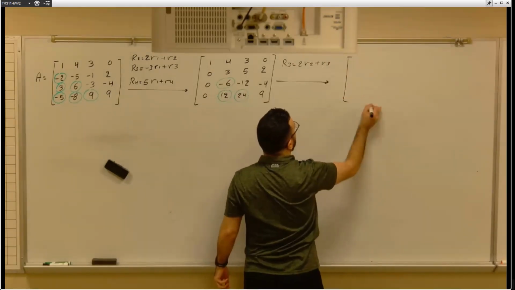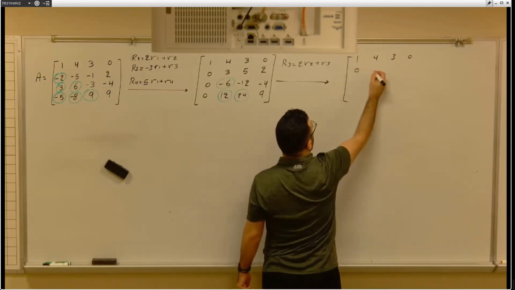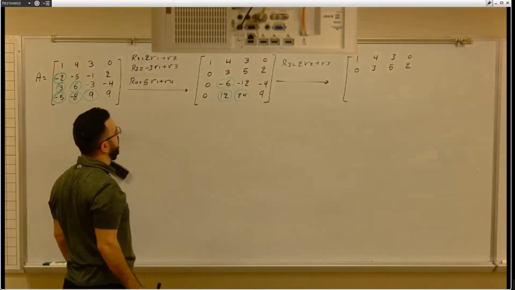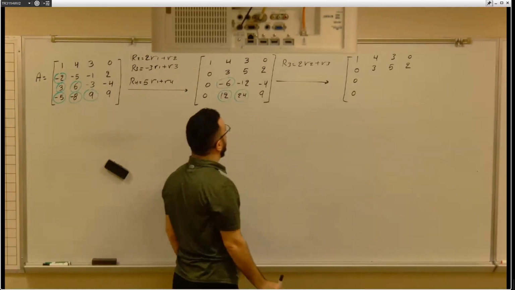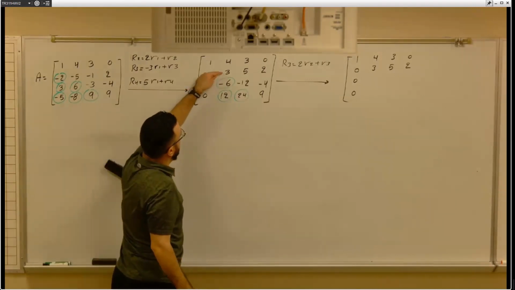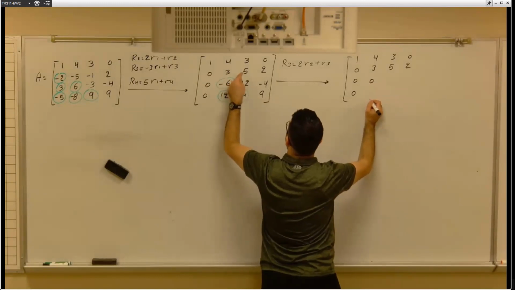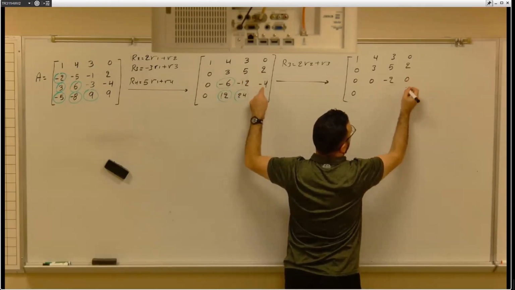Here is my new matrix, which is 1, 4, 3, 0. And here is going to be 0, 3, 5, 2. Zeros here. So 2 times 3 is going to be 6, minus 6 is going to be 0. 2 times 5 is going to be 10, minus 2, -2. 2 times 2 is going to be 4, minus 4, 0.